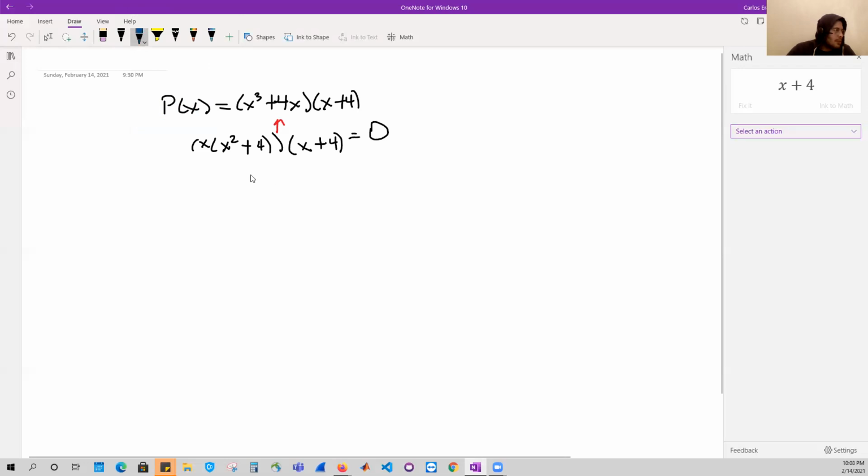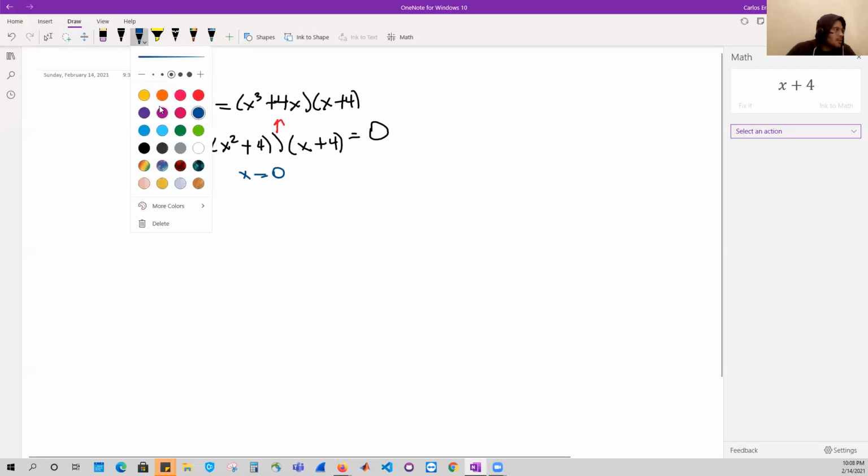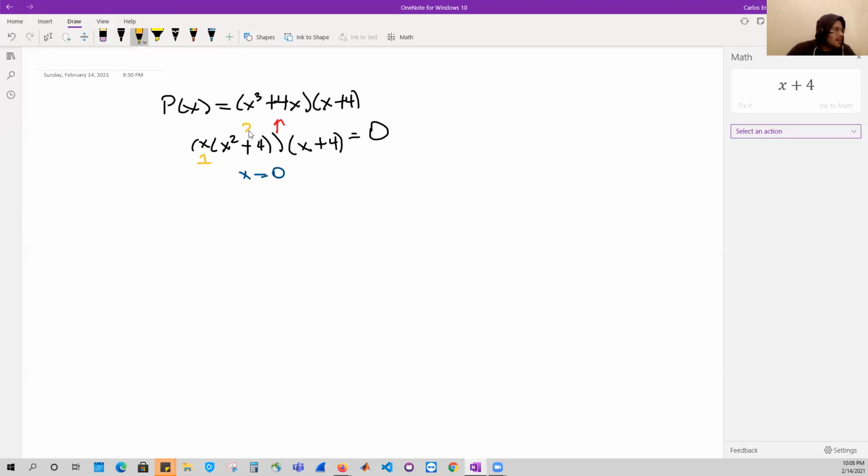So the first polynomial is going to be x equals 0, right? Which is this first one. Let me just put a little tag in here. This is the first one. The second one is this, and the third one is this. So the first one is x equal to 0. We have already found a root for that one.